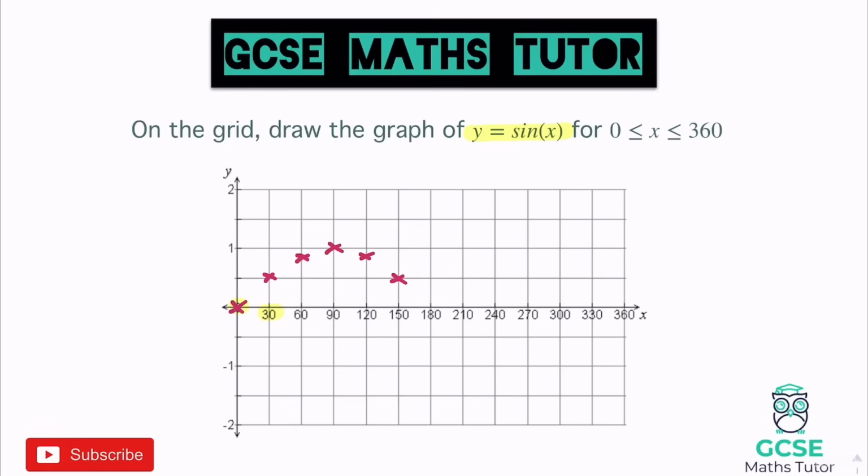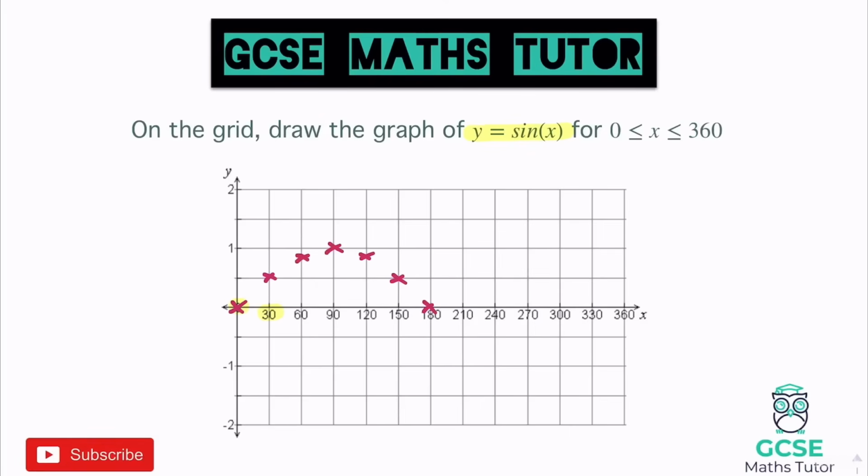There we go, and then sine 180 gives me a value of 0. Right, so we've got this sort of hill-shaped little curve there. Kind of looks like a little wave at the moment, which you might recognise from some of your science graphs as well. So on to the next one here, putting in 210.